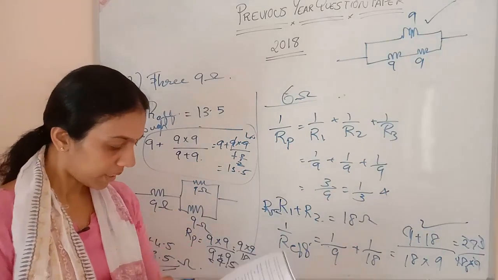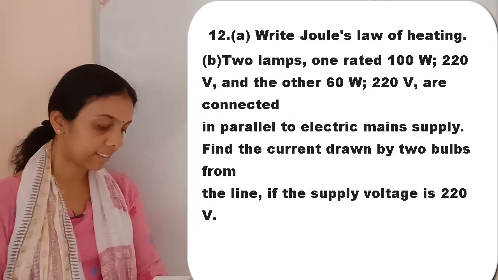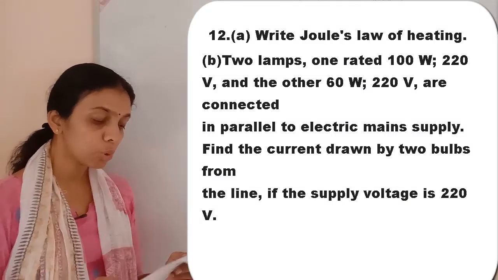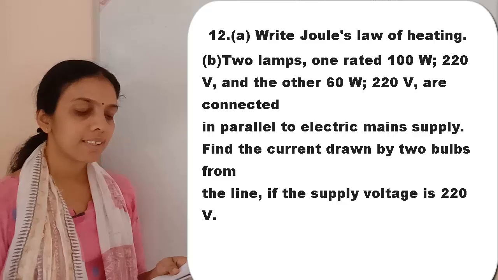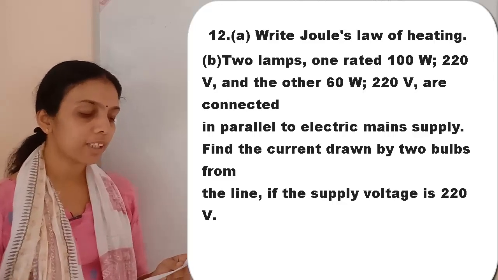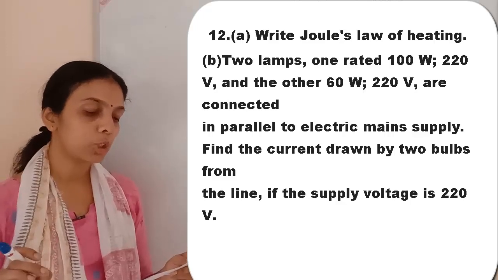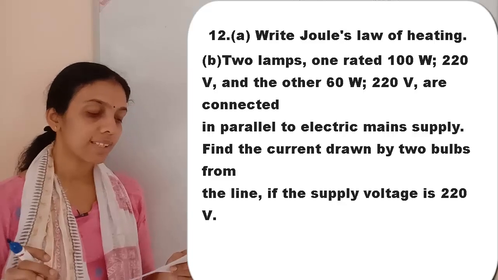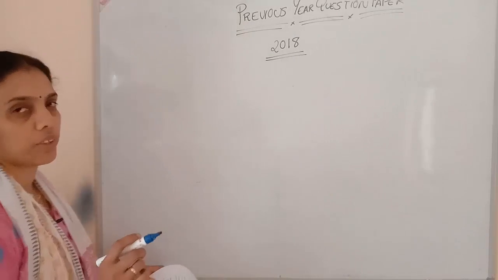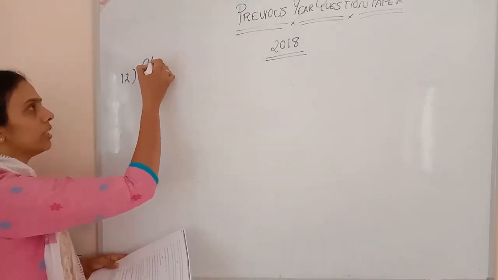Okay, so the next one is: write Joule's law of heating. 2 lamps, one rated 100 watt 220 volt and the other 60 watt 220 volt are connected in parallel to electric mains supply. Find the current drawn by two bulbs from the line if the supply voltage is 220 volt. Write Joule's law of heating. This is the 12th question, A part.